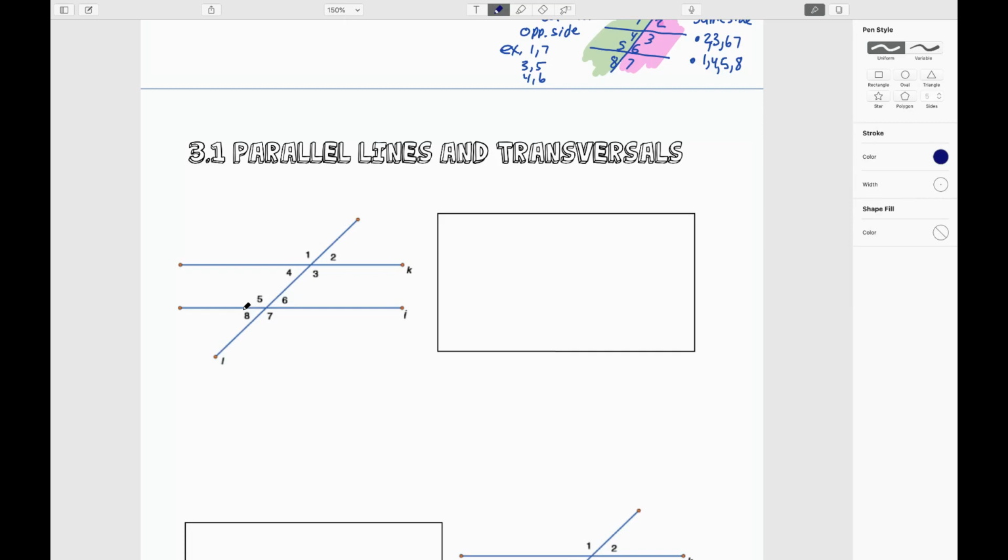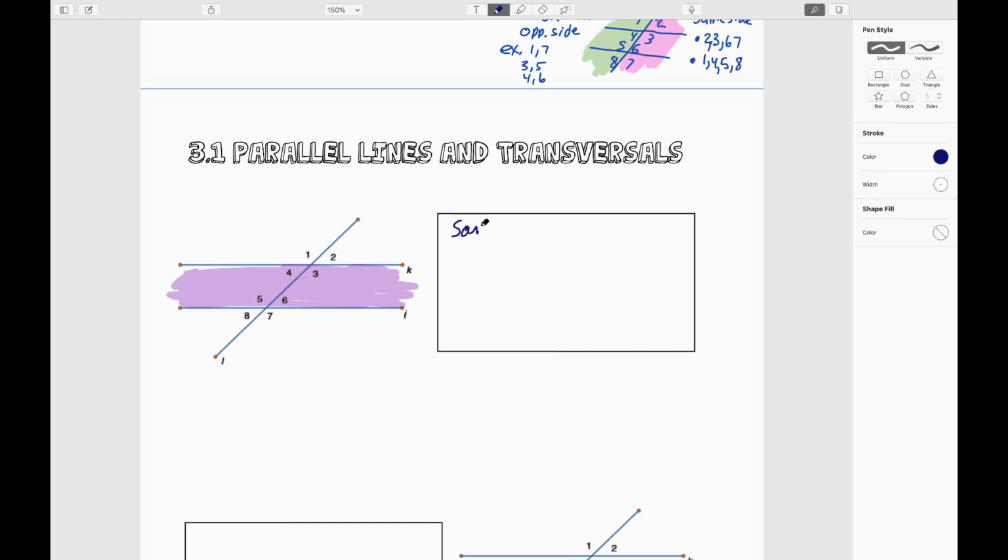Okay, so I'm going to use that concept of we've got interior and then we've got exterior. I'm just going to highlight the interior this time. So here's my interior. And then we've got same side and we've got alternate. Okay, so on this one now, I'm going to talk about same side. So get a picture of that. So immediately I'm thinking 1, 4, 5, and 8, or 2, 3, 6, and 7.